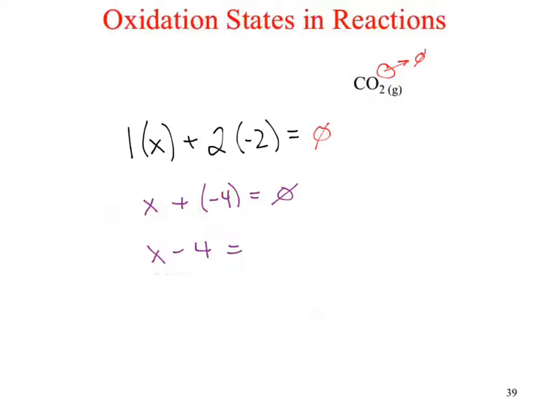x minus 4 equals 0. How do I get the 4 to the other side? Add 4 to both sides, and I end up with x equals 4. So when you solve, you just ignore the coefficient in the front? Yes. Why can we ignore the coefficient?